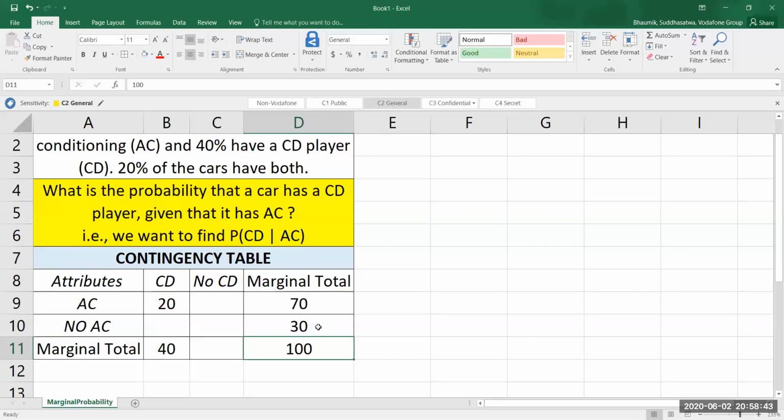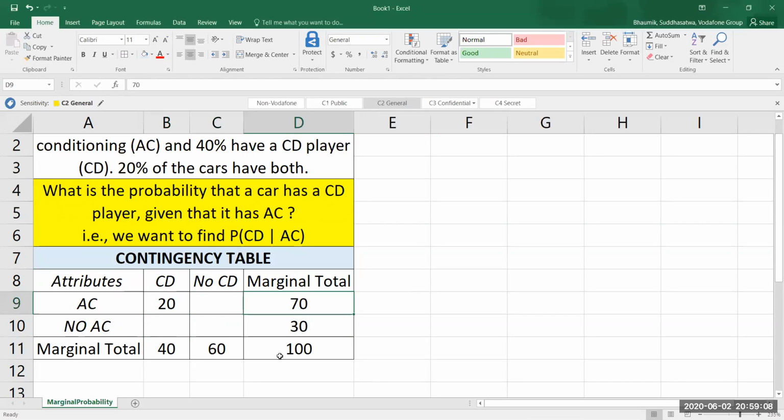Right? If I have the first cell as, let's say, 70, then the second cell has to be 30, otherwise it can't be 100. Then again, in this row, I have to put this as equal to 60, because if this is 40 and this is 100, then what is left over is obviously 60. So at least some part of my table is now complete. At least I am able to complete the marginal total. Now let's try to complete the rest of the cells.